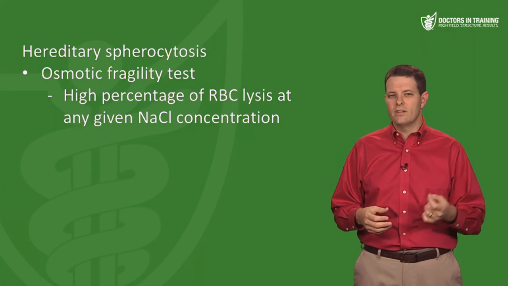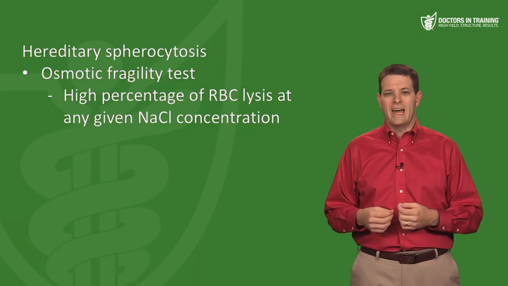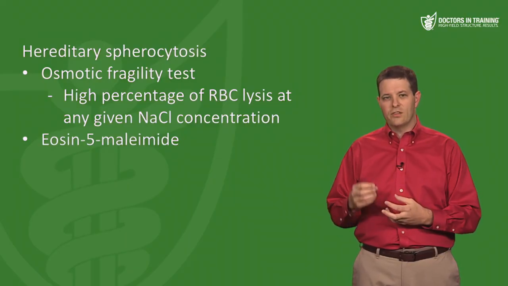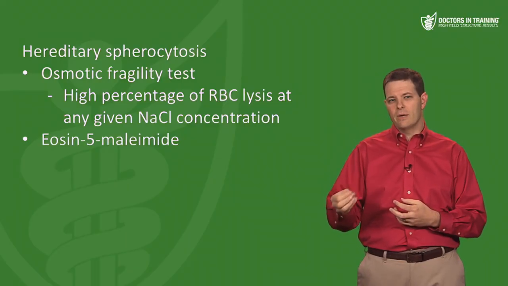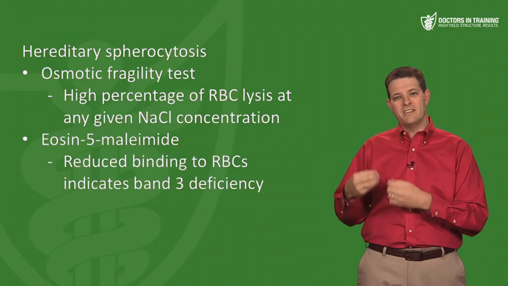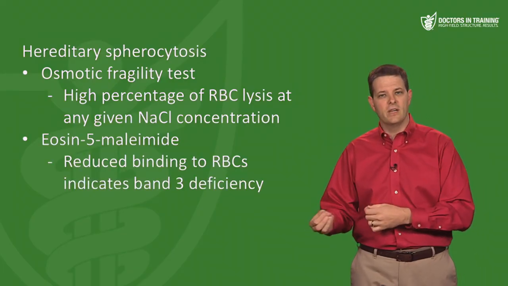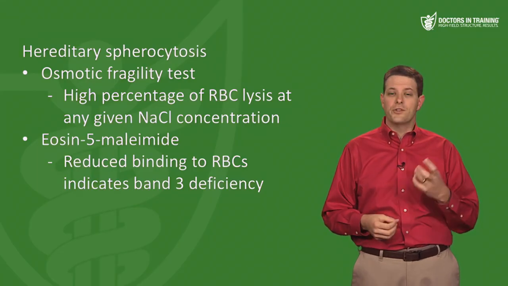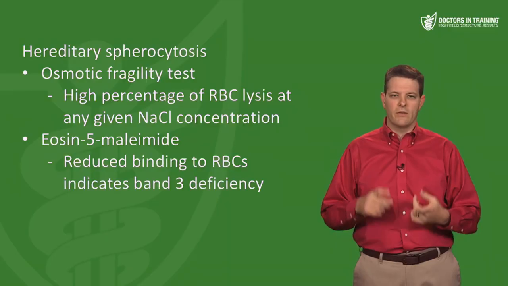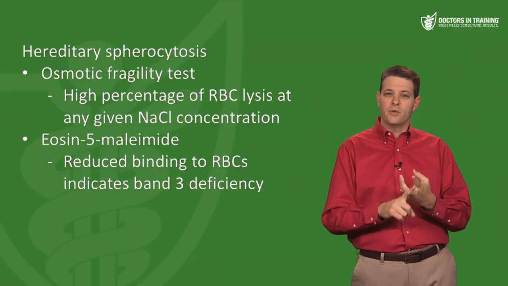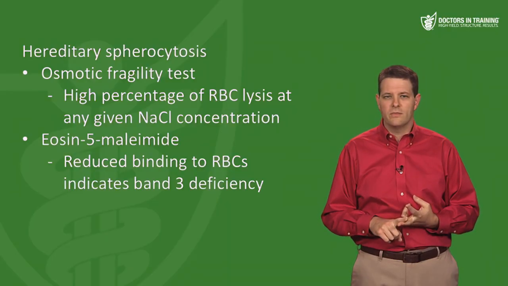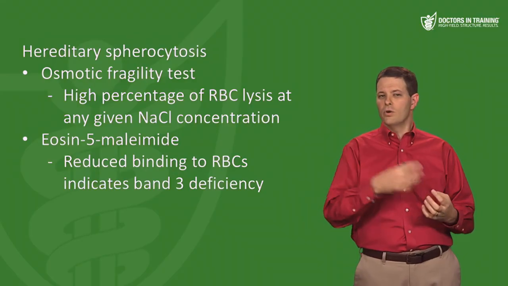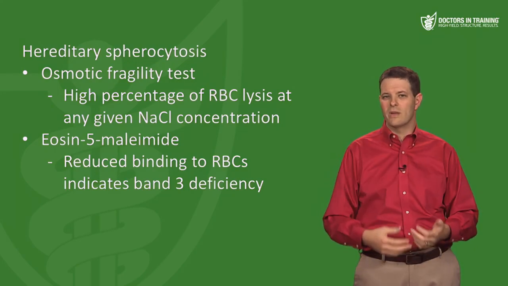There are also newer tests that you might see as well. For instance, you can add a dye called eosin 5-maleimide to the red cells, and that's going to normally bind to the band-3 protein. So reduced binding of this dye indicates a band-3 deficiency, and that suggests a diagnosis of hereditary spherocytosis. Then the treatment is mainly supportive. You're going to give folic acid supplements, you're going to give blood transfusions as necessary for hemolysis. Patients with severe hemolysis and anemia can be treated with splenectomy. So you remove the spleen so it's not going to keep destroying the red cells.